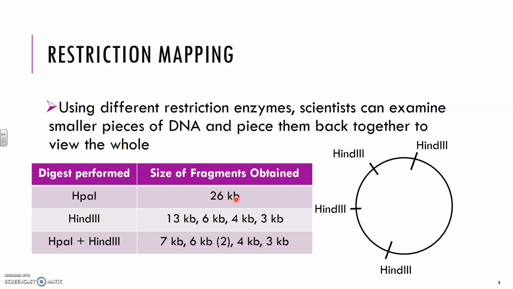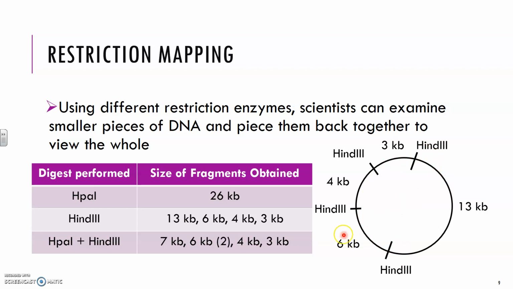And then we can also start to fill in the HindIII. We know that HindIII has 4 different restriction sites because it produced 4 fragments. So we have our 13 kilobase pairs, 6, 4, and 3. And that's just kind of arbitrary. You just put them around. If you wanted to get more and more precise, you would have to do a lot more digests with this. But now we have all 4 of our HindIII restriction sites mapped onto this diagram.